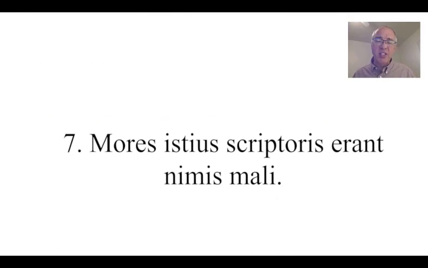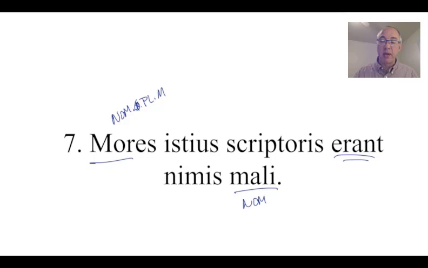Number 7, mores istius scriptoris erant nimis mali. The mores erant mali. This is your nominative, plural, masculine. Mali is also nominative, plural, masculine. It modifies it, but notice its position. It is after your third person plural, imperfect, active indicative. The morals were bad. And not just bad, but nimis mali, too bad. They were so bad, they were too bad.